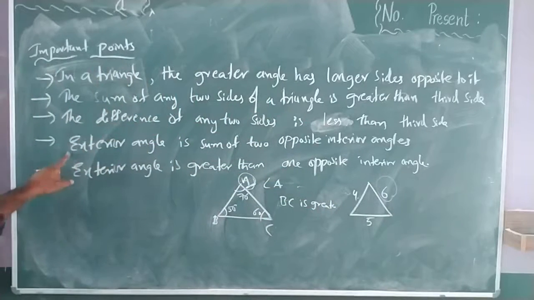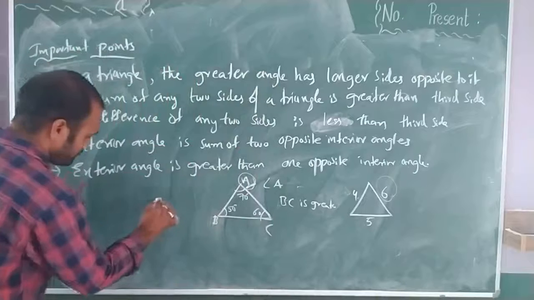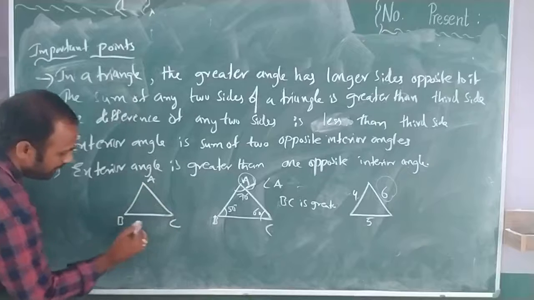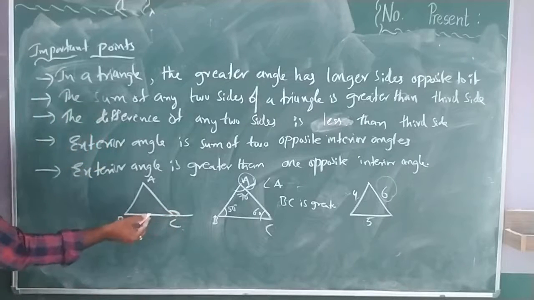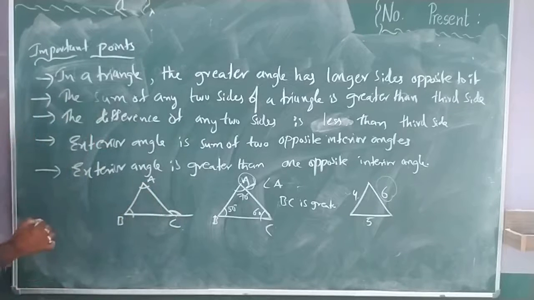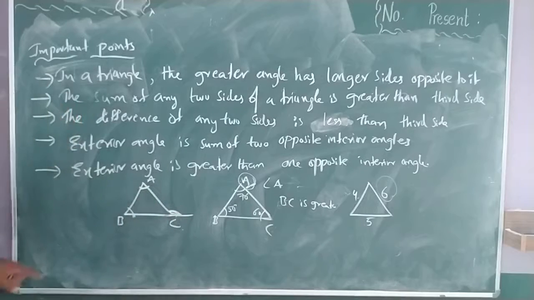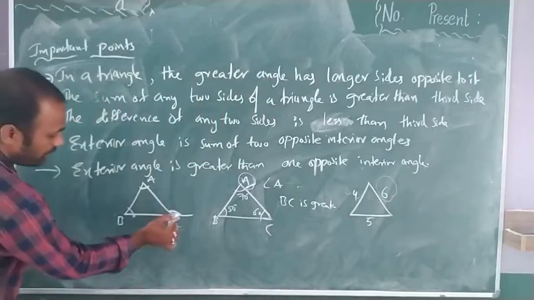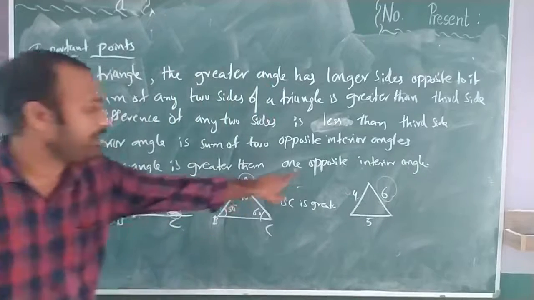Exterior angle of a triangle is the sum of the two opposite interior angles. For a triangle A, B, C, if I am calculating the exterior angle of C, this angle is the addition of angle A plus angle B. If I add angle A plus angle B, I am going to get the exterior angle of C. The exterior angle is greater than either opposite interior angle. It means that whatever the exterior angle we get, it will be more than these angles. At least one angle will be more.